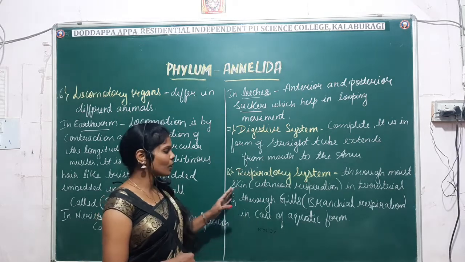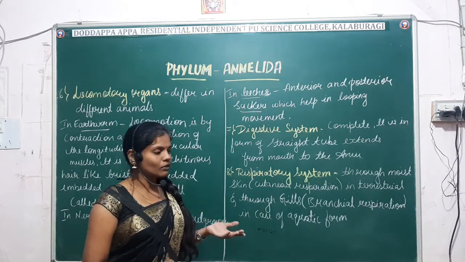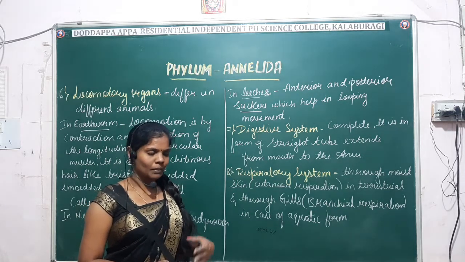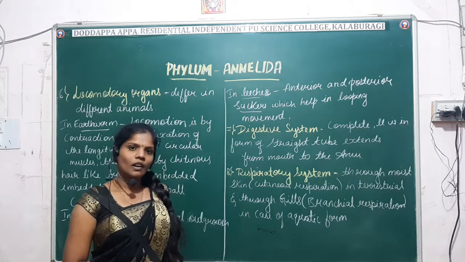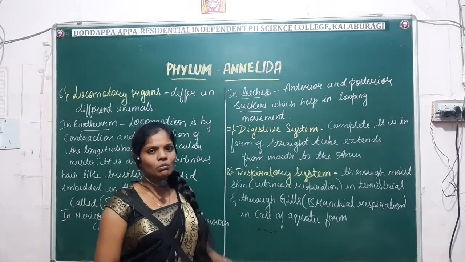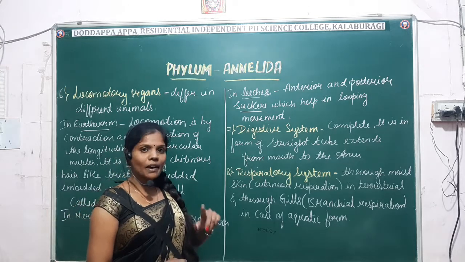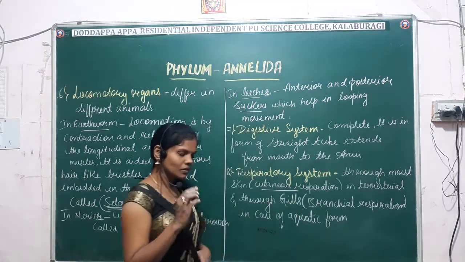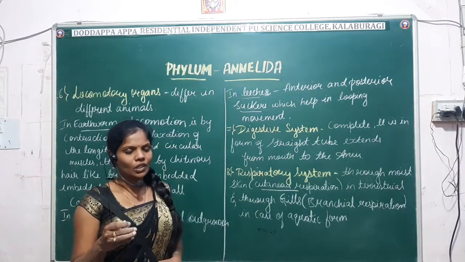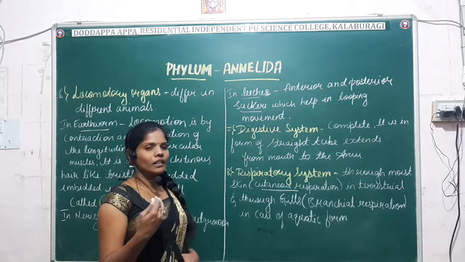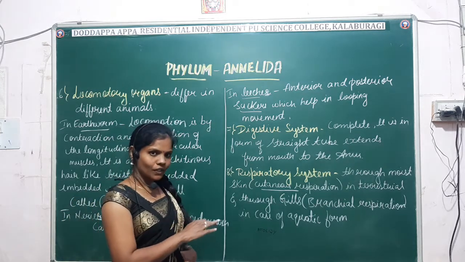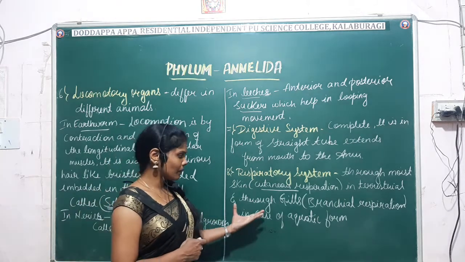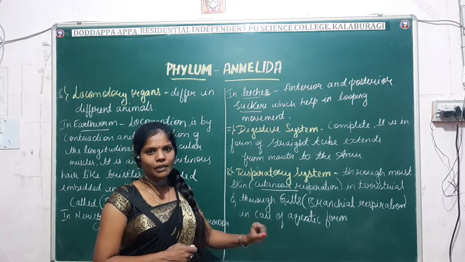Here, this is an important feature of the Annelida, where you can find 2 different types of respiratory organs present, depending upon their mode of habitat. In the terrestrial form, respiration generally takes place through the moist skin. Respiration which takes place through moist skin is known as cutaneous respiration, and that is in the terrestrial form. In the aquatic form, gills are present as the respiratory organs.